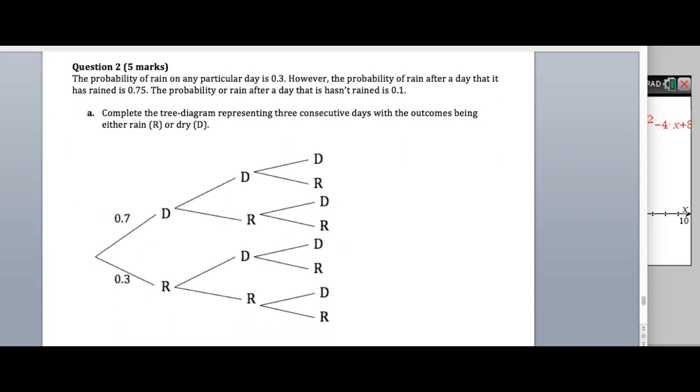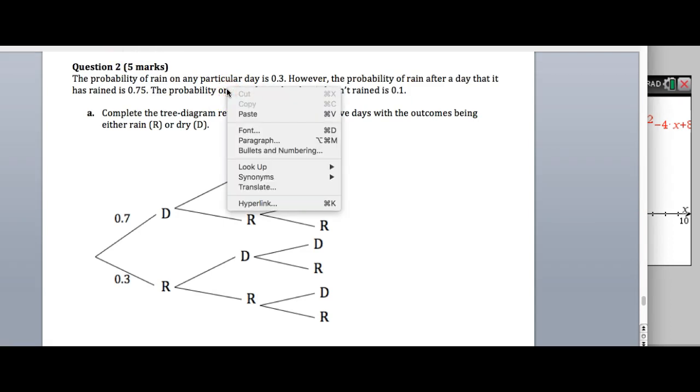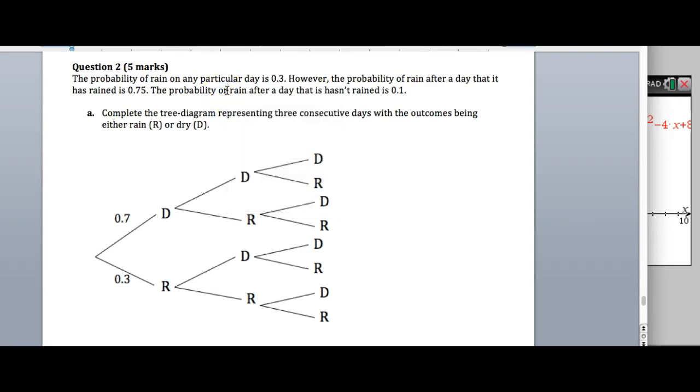Question 2. The probability of rain on any particular day is 0.3. However, the probability of rain after a day that it has rained is 0.75. The probability of rain after a day that it hasn't rained is 0.1. Oh my gosh, I wrote this exam probably same time last year, being extremely tired. Complete the tree diagram. I can do that.